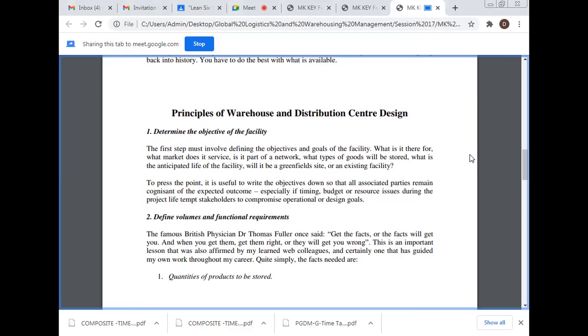Is it part of a network? What types of goods will be stored? What is the anticipated life of the facility? Will it be a greenfield site or an existing facility? To praise the point, it is useful to write the objectives down so that all associated parties remain consistent on the expected outcome, especially if timing, budget, or resource issues during the project life tempt stakeholders to compromise operational or design goals.